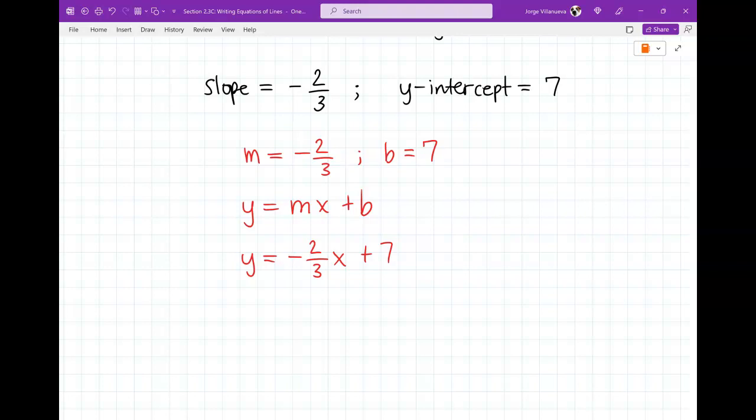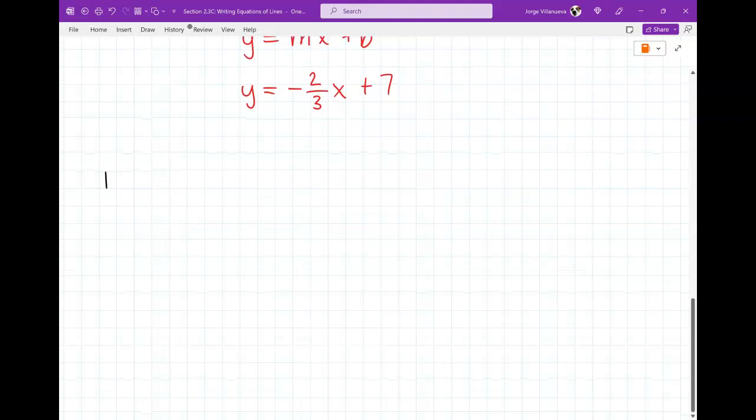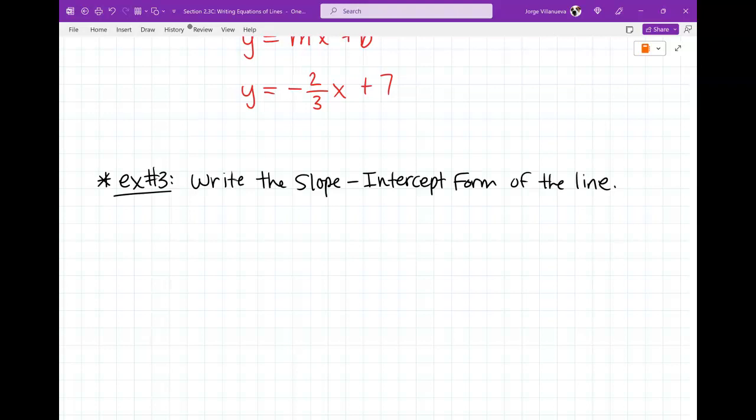Then we move on to things that are a little bit more challenging. So this next one requires a graph. So I'm going to do one of those really quick. So example number 3. Write the slope intercept form. Remember, you guys could put SIF if you want. Just saves you time. Of the line, okay? And let me draw one for us here.